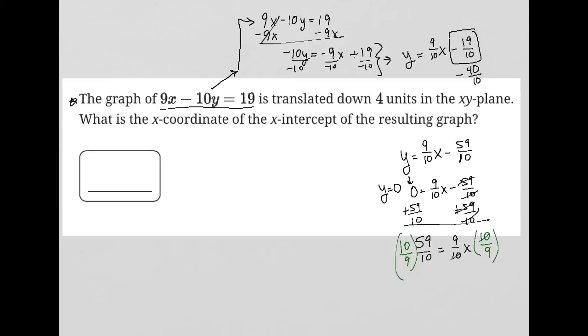The 10s cancel, the 9s cancel. The 10s cancel on the left-hand side as well. I'm left with 59/9 is equal to x. So there is my x-coordinate of the x-intercept, and therefore my answer here is 59/9. I can also turn that into a decimal, which would be 9.83. Either of those will be correct.